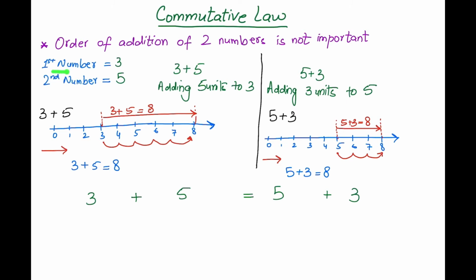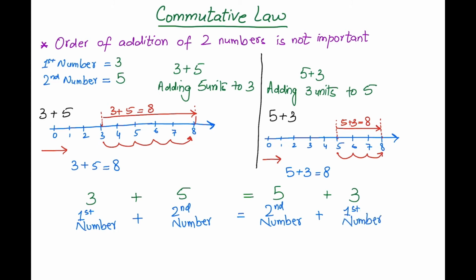Here you can see that the first number is 3 and the second number is 5. So instead of 3, we can write first number. Since 3 is the first number, then plus 5 is the second number. So instead of 5 here, we can write the second number. Then is equal to, again 5 is the second number, plus 3 is the first number.